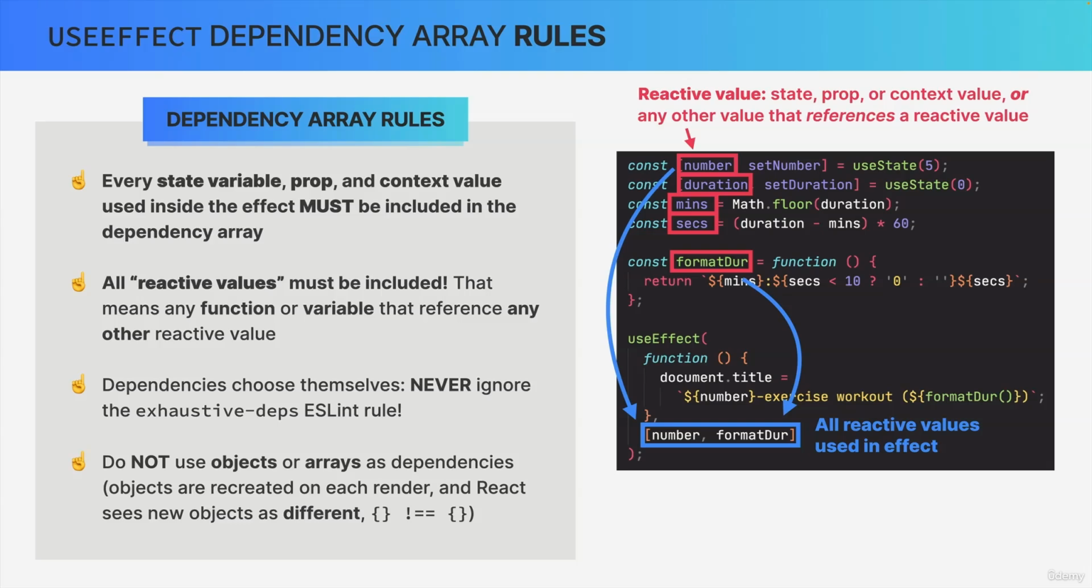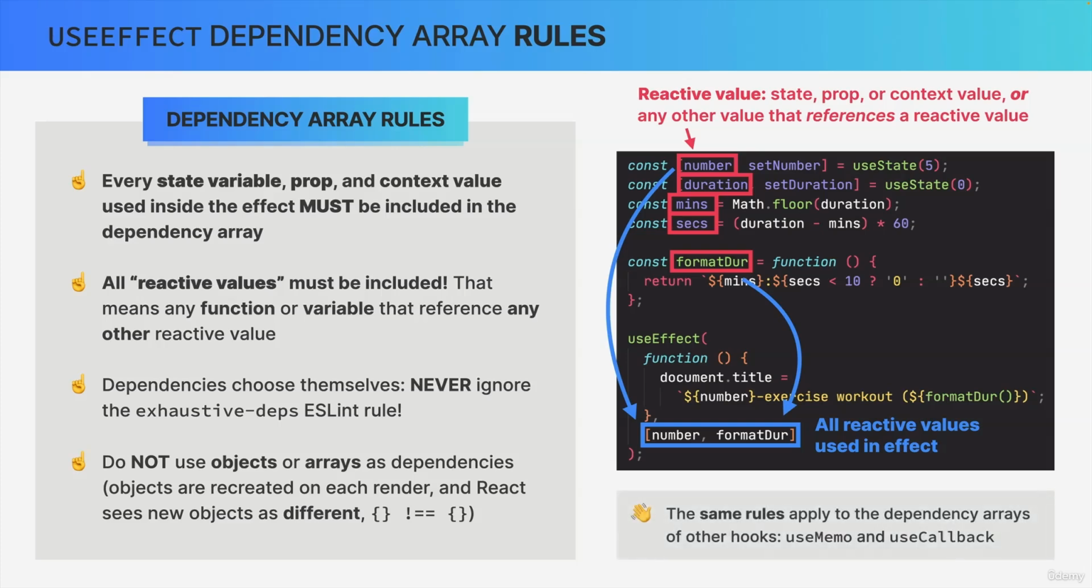But before we go there, it's important to note that all these rules that we just talked about work in the exact same way for the other hooks that also have dependency arrays. So useMemo and useCallback. Okay, so as we just learned, we must include all reactive values in the list of dependencies. React calls this not lying about dependencies.